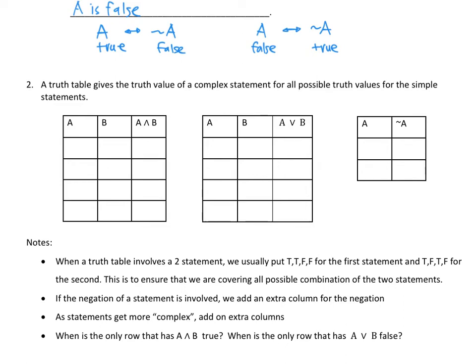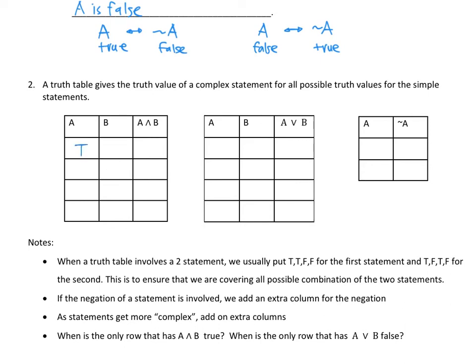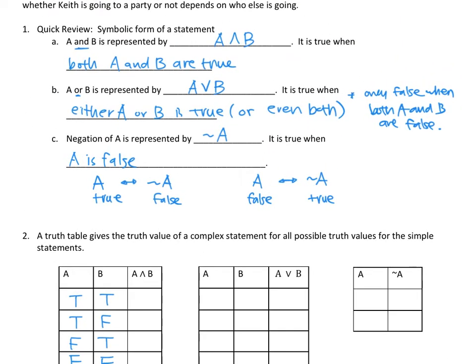Generally speaking, when we have 2 statements, my truth table is going to start basically like this: true, true, false, false in the first column, and true, false, true, false in the second. This is a very typical way of starting a truth table with 2 statements. These 4 rows cover all 4 possible combinations of cases. As we said before, A and B is true when both A and B are true. Everything else, A and B is false.